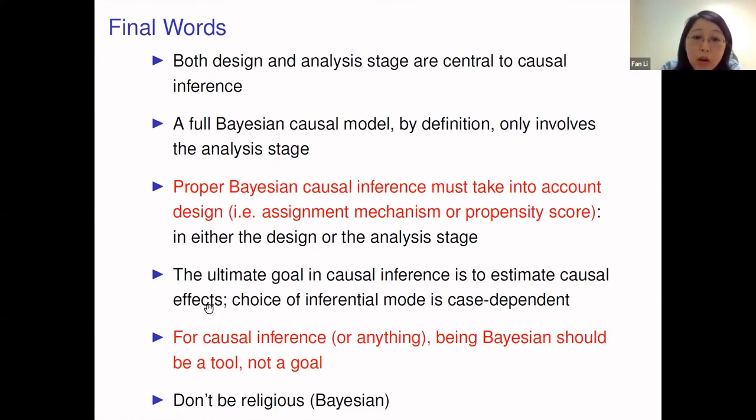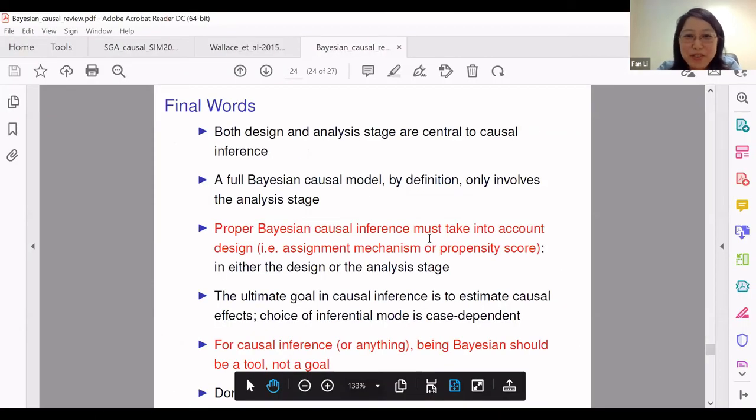So I want to say that the ultimate goal in causal inference is to estimate causal effect. It's not to be a Bayesian or frequentist. So the choice of the mode of inference is really case dependent. So that's my final word: for causal inference, or I would argue for anything in statistics, being Bayesian should be a tool, not a goal. And don't be a religious Bayesian. That's it. So that's my talk, and I already have 5 minutes, so I will look at the questions here.